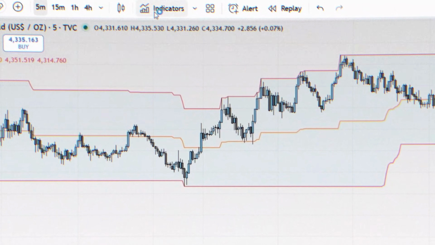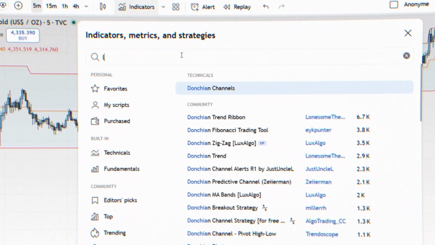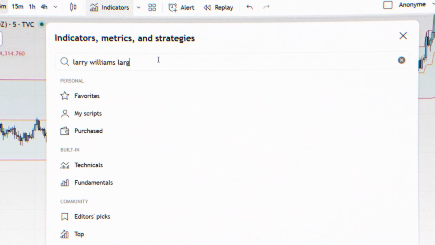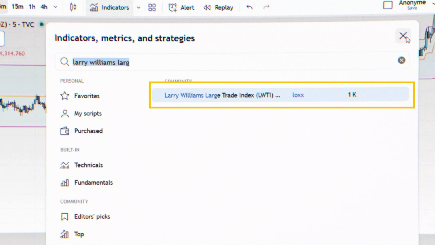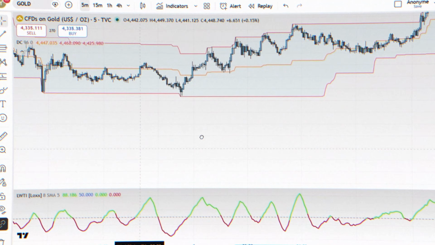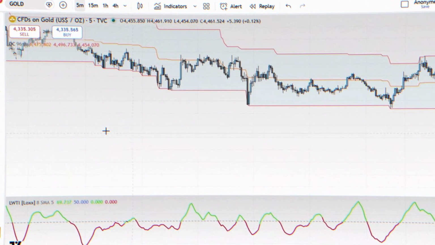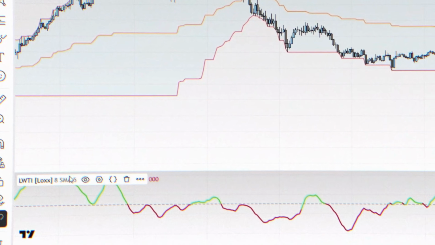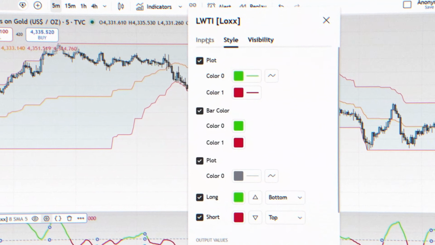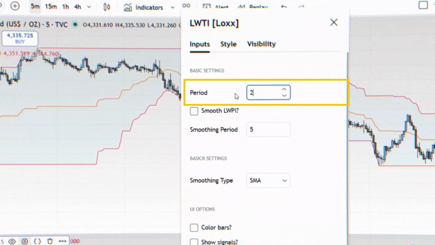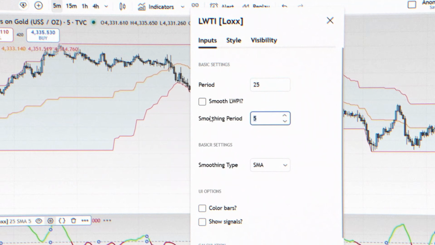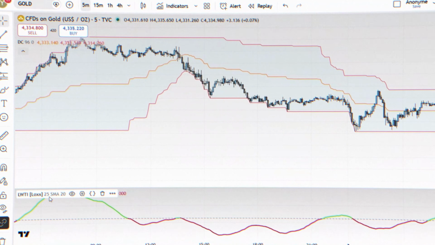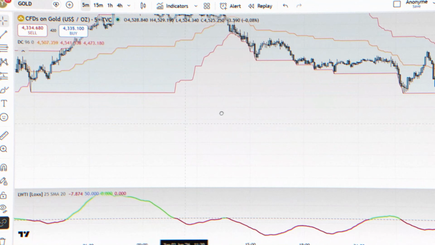First, go to your Indicators panel and search for the Larry Williams Large Trade Index, or LWTI. This specialized tool isolates institutional volume from retail noise. Open the settings, change the period to 25, and set the smoothing length to 20. A higher period allows the tool to accurately filter out short-term micro-trends on our 5-minute chart.